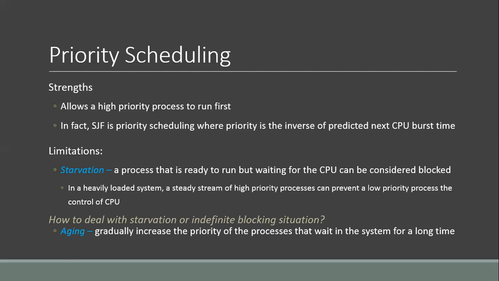Aging. We can use aging. Aging is a mechanism in which we gradually increase the priority of the processes that wait in the system for a long period of time. That is what we will do. We will increase the priority of this process by some fixed value after regular intervals.